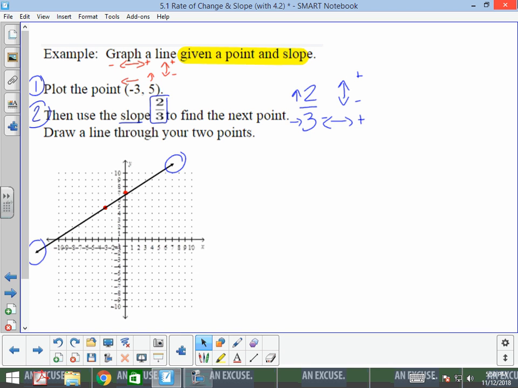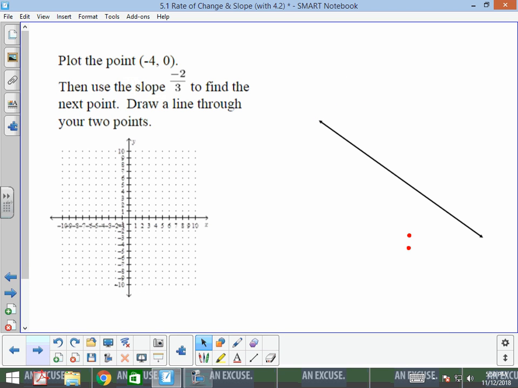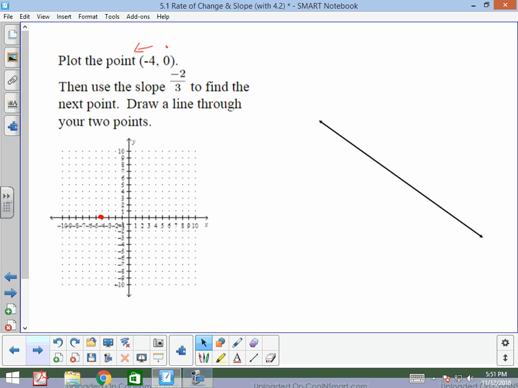Okay? All right, let's look at another example. This one we're going to plot -4, 0. So -4 tells me I'm going to go left 4, and then 0 means I'm not going to go up or down. I'm just going to stay right there at -4. So let's take our point, start at the origin, go to the left 4, 1, 2, 3, 4, and then we're not going up or down. We're staying right there.